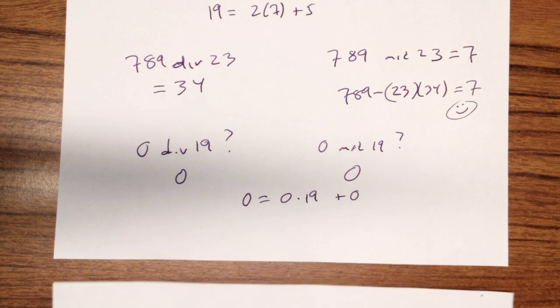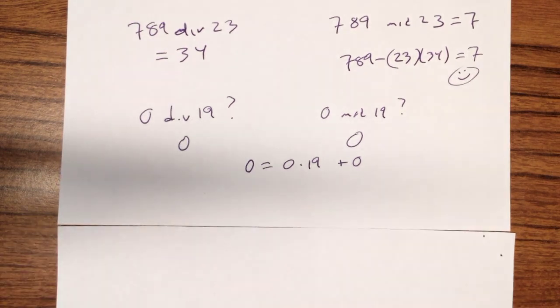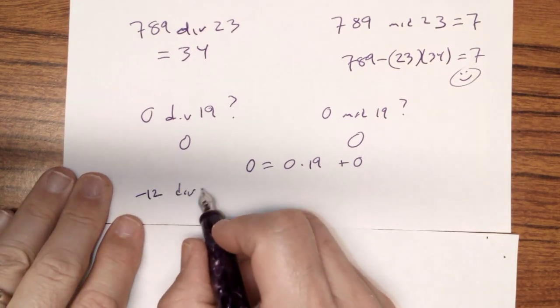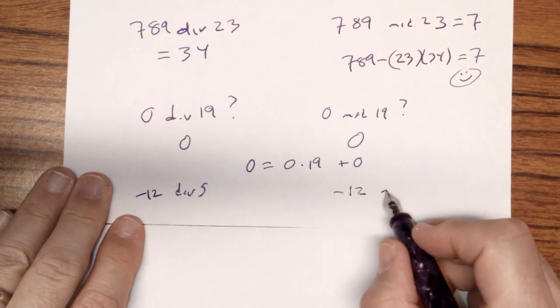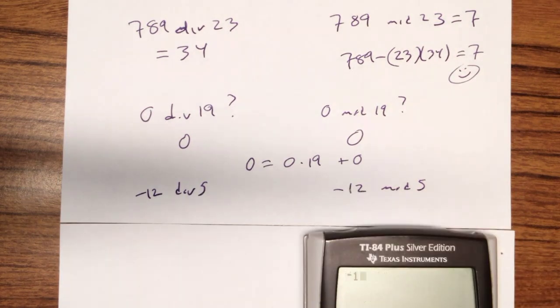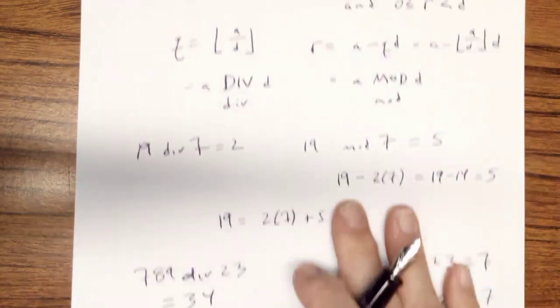The problem comes in when a is negative. Negative 12 div 5, negative 12 mod 5. Ready? Negative 12 div 5. Negative 12 divided by 5 is negative 2.4. So is the answer negative 2? Wait a second. To do the div, I round down.